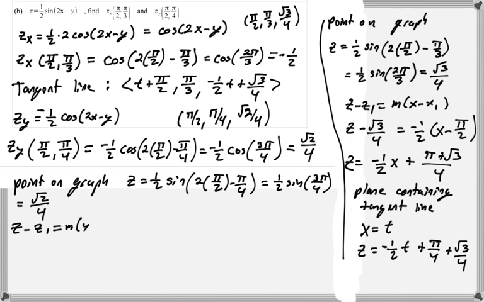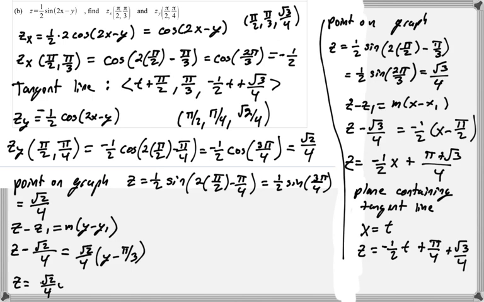So again, if we want to find the plane containing the tangent line, it would be z minus root 2 over 4, and then our slope, which should be a positive. All right. So z is going to be equal to, again, I put a negative on there by accident, plus, that would be a negative here.